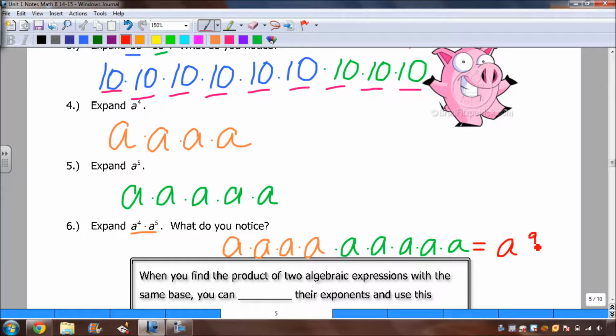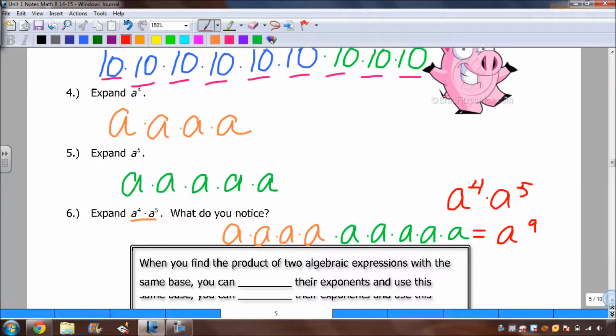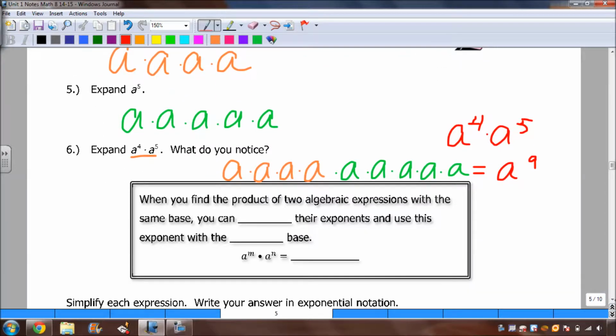It's just a coincidence, by the way, in question number 3 and number 6 that they're both to the 9th power. But what's the shortcut? What can you do with your exponents to get a to the 9th power? Hopefully by now you figured out that all you have to do when you're multiplying is to add the exponents, okay? So let's fill in the blanks right here. When you find the product of two algebraic expressions with the same base, you can add their exponents and use this exponent with the same base.